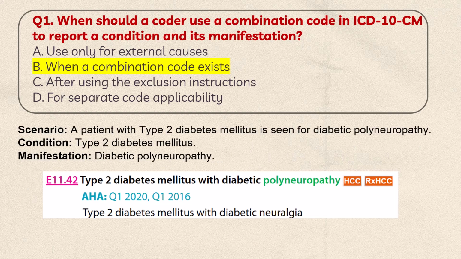So, for example, a patient with type 2 diabetes mellitus is seen for a diabetic polyneuropathy. So, here the condition is the type 2 diabetes mellitus and the manifestation is the diabetic polyneuropathy. So, we don't need to code both conditions separately because there's a combination code, that is E11.42, type 2 diabetes mellitus with diabetic polyneuropathy. So, we can use this combination code for both conditions.